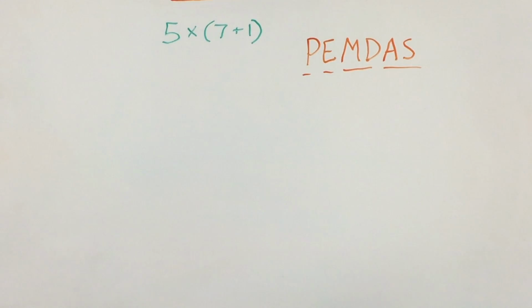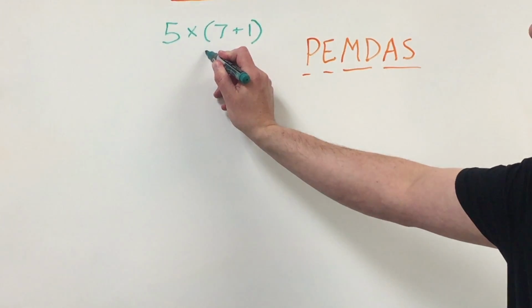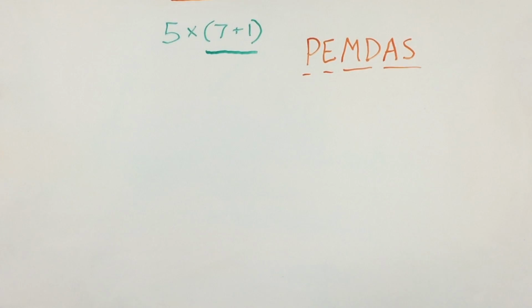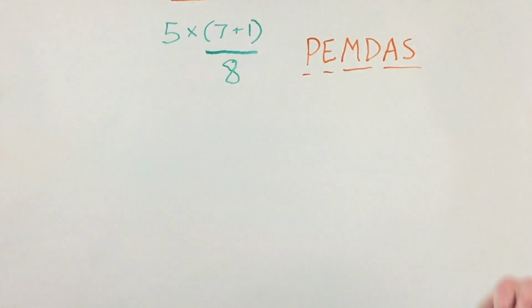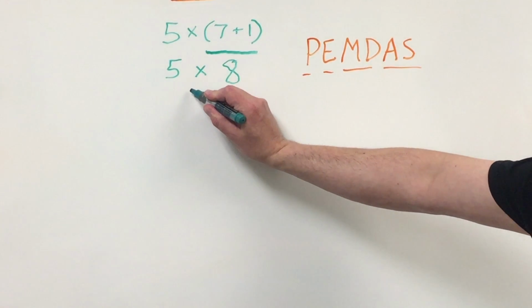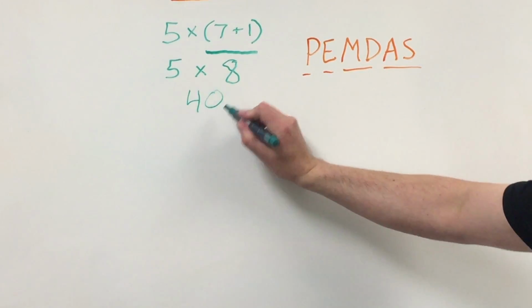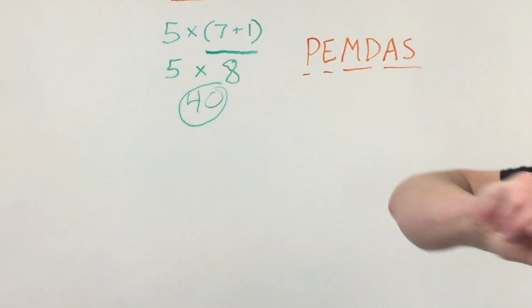Look at this math problem. What do we do first? Think about the order of operations. The first thing to do is all the math inside the parentheses. In this problem, the 7 plus 1 is inside the parentheses, so we will do that first. 7 plus 1 is 8. Now we're left with 5 times 8, so we can go ahead and do it. 5 times 8 is 40, so that's our answer.